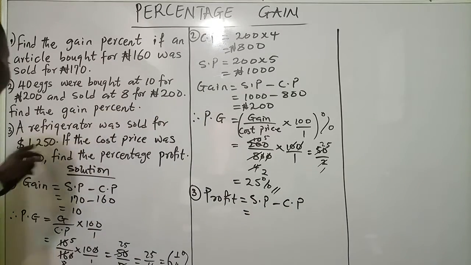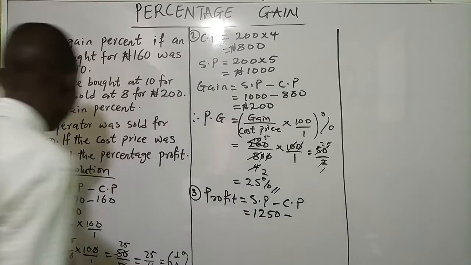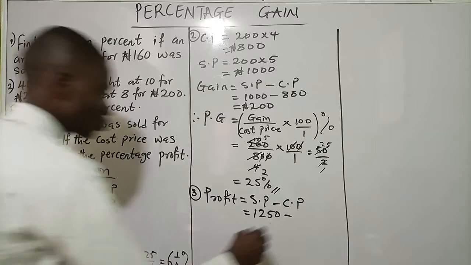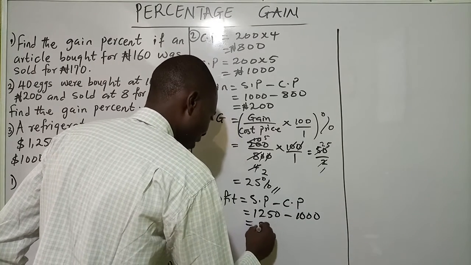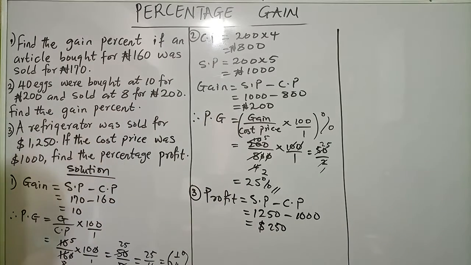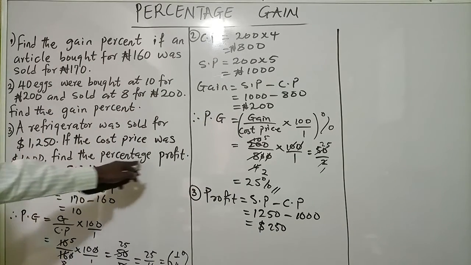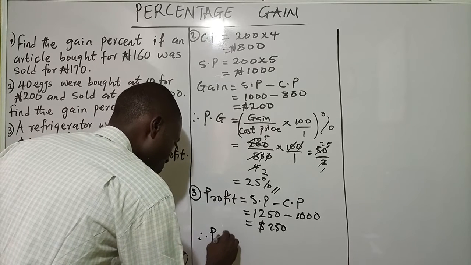So he said the selling price. How much is the selling price? It was sold for $1,250. Now, what is the cost price? Cost price is 1,000. So that means that the profit is $250. Now we can calculate the percentage profit.